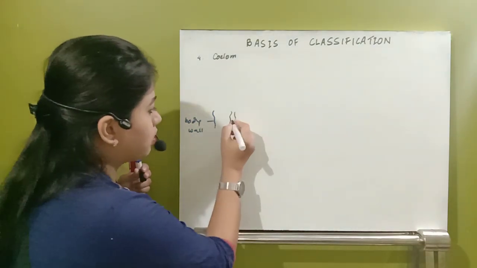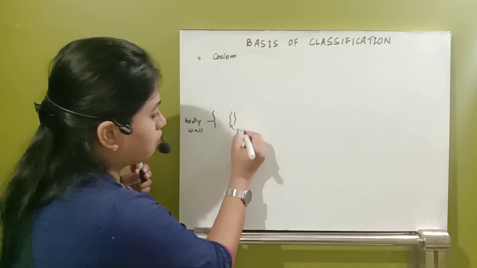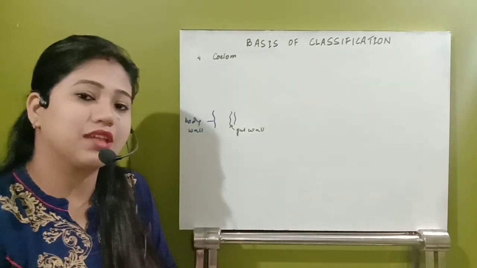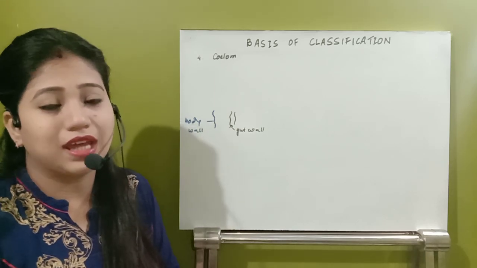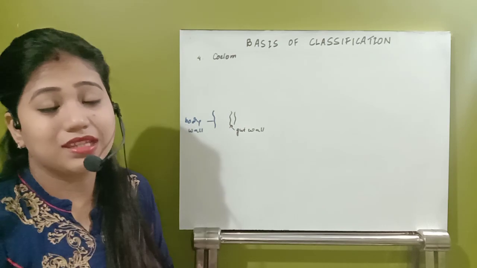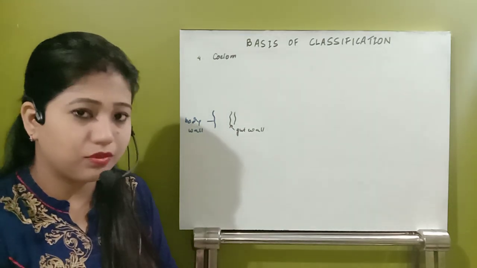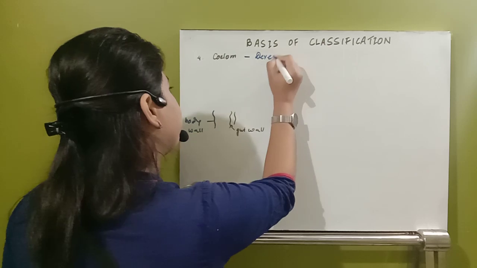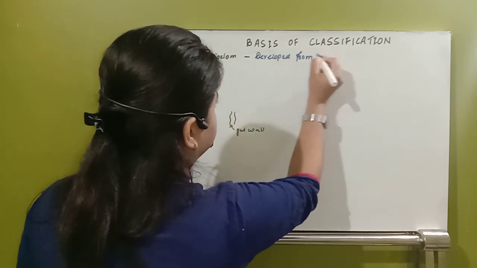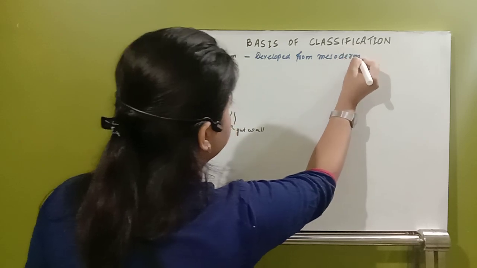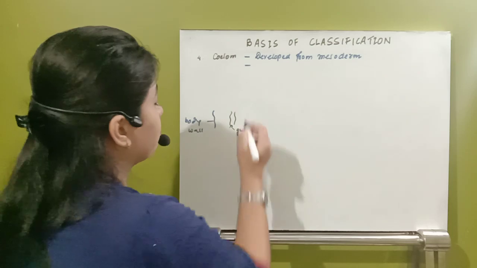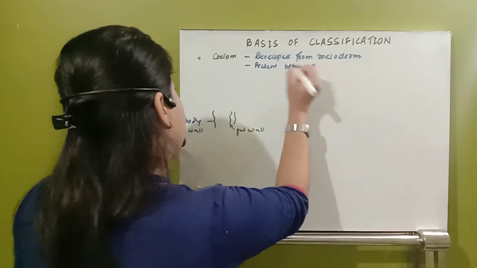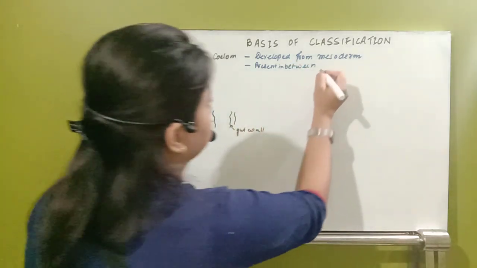And what is coelom now? This is the whole gut, so this will be the gut wall. In between the gut wall and the body wall we have some cavities, and those cavities are known as coelom. One more thing you should know, that this body cavity, the coelom, is actually formed from one germinal layer, that is mesoderm. This is developed from the mesoderm. And the second thing, remember that this coelom is present in between the body wall and the gut wall.